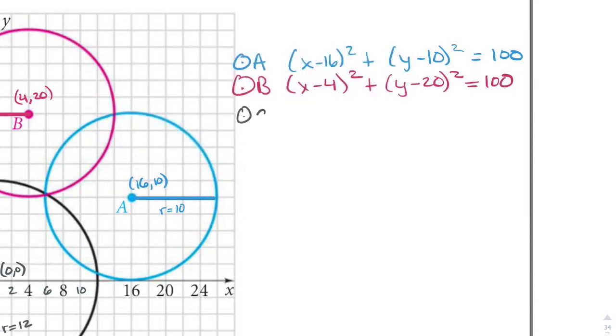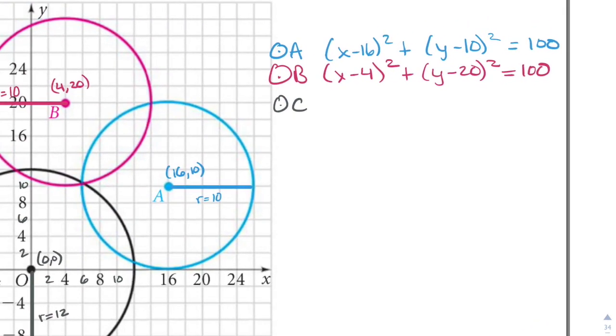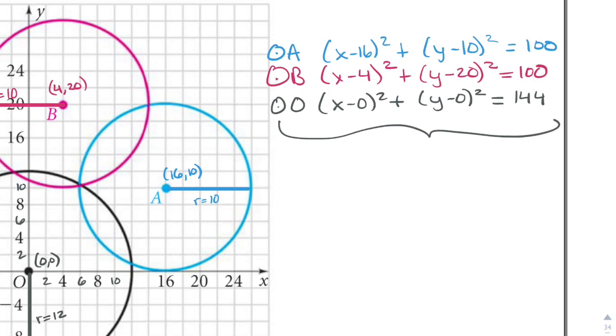And then circle O is x minus 0 squared plus y minus 0 squared equals 144. Now what you notice is you don't need to write circle O that way. You can write circle O as literally x squared plus y squared equals 144.